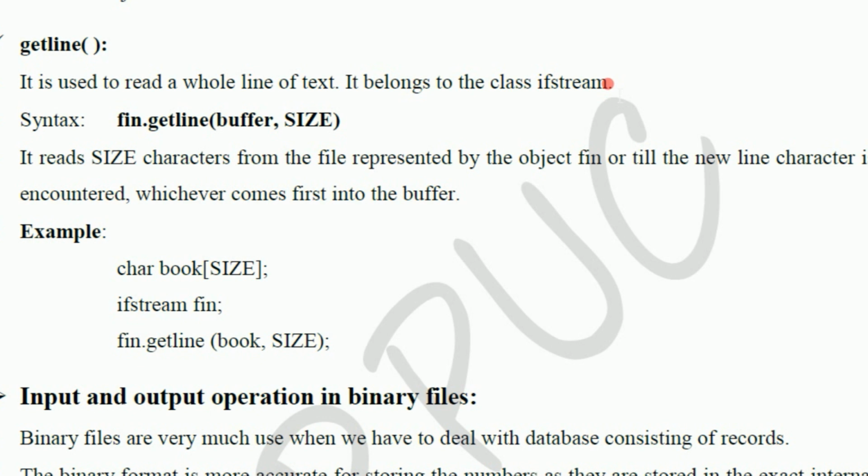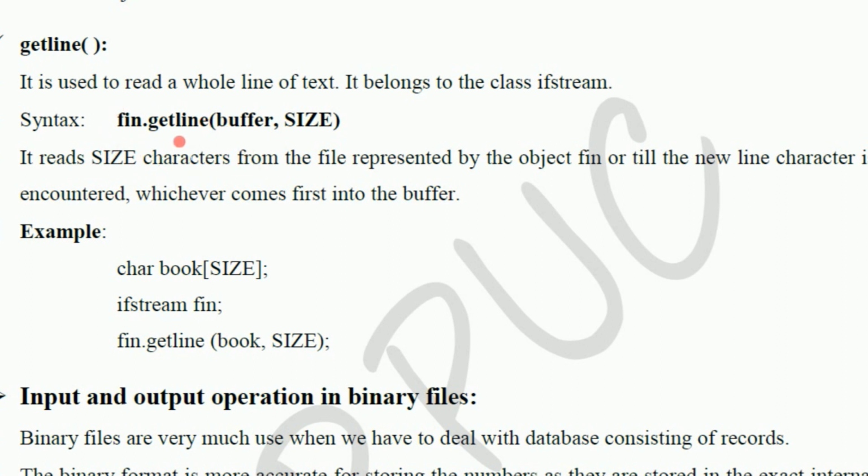Dear students, yesterday we have seen how to get the information from a file, maybe by using get, and how to put the information to a file by using put. And there is one more function called getline. It is used to read a whole line of text, one line of information. If the file contains 3-4 lines of information, one by one line we can read with the help of this getline function.